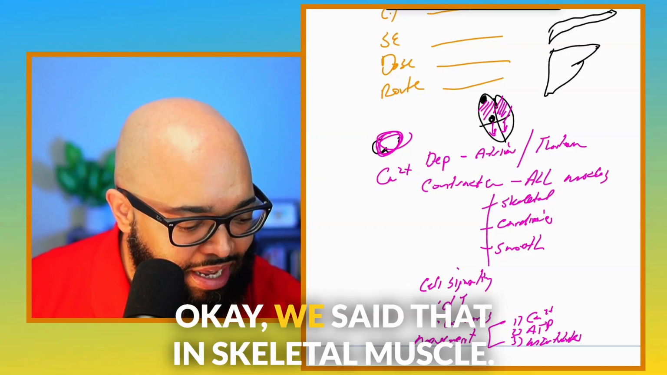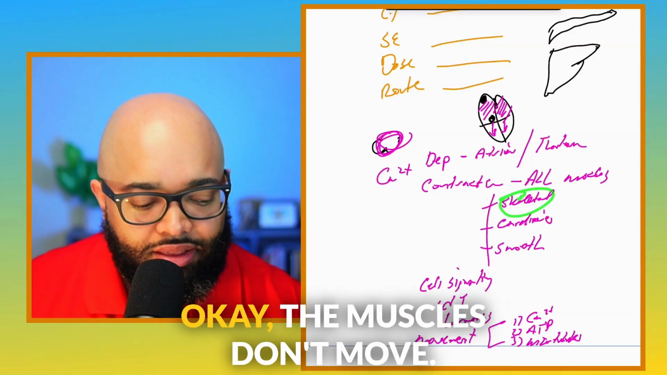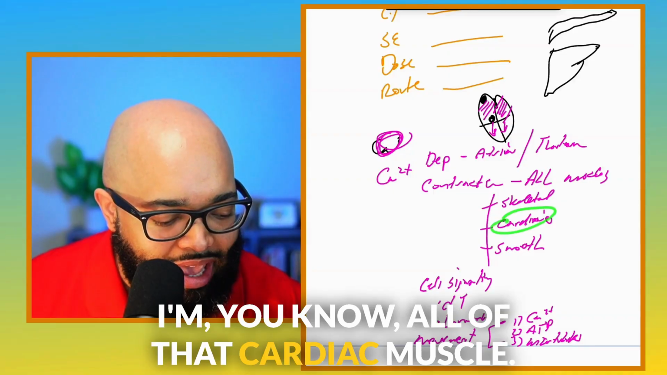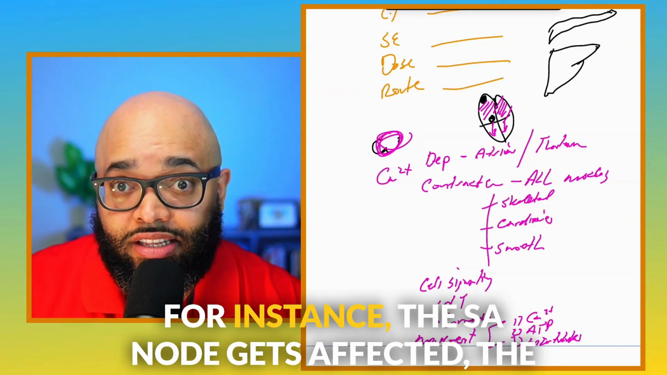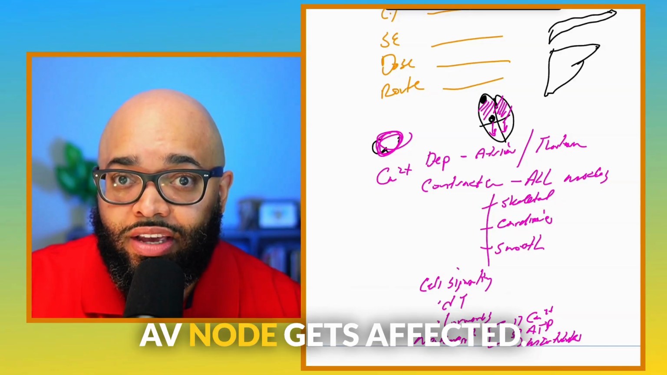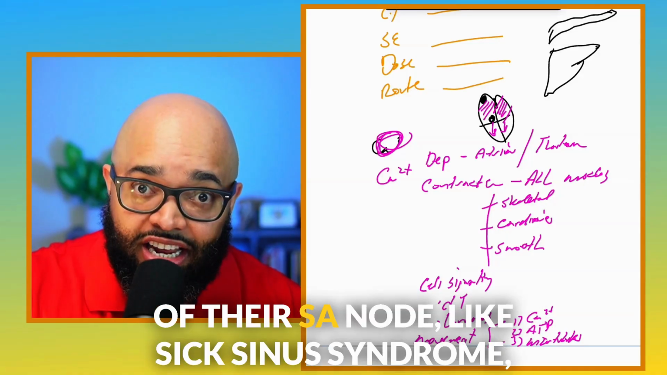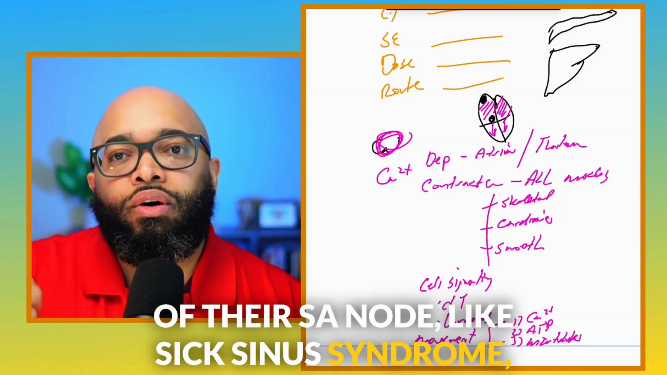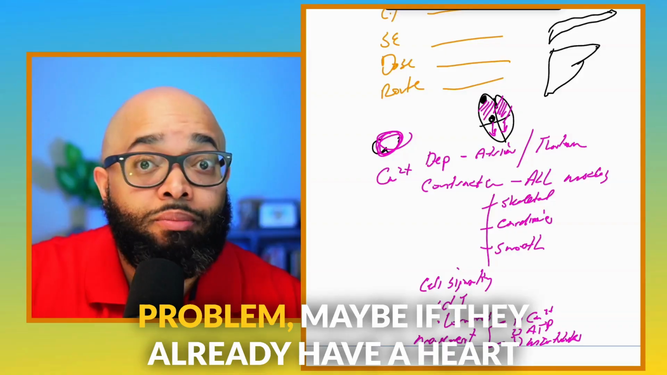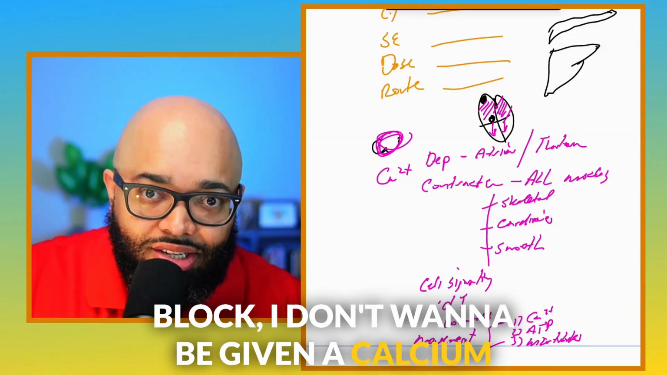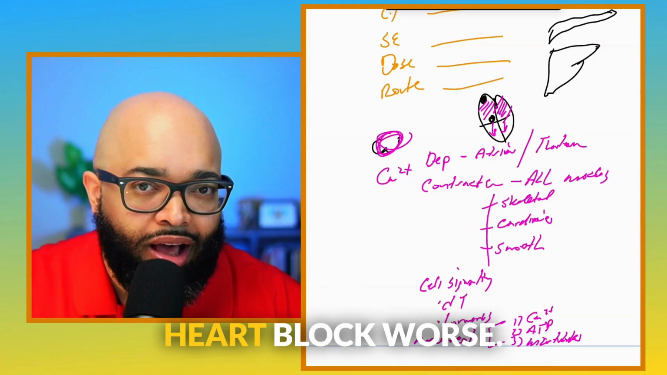We said that in skeletal muscle, the muscles don't move. Now I'm going to be tired. I can't move. All of that. Cardiac muscle: the SA node gets affected, the AV node gets affected. This is why if they have diseases or disorders of their SA node, like sick sinus syndrome, or some kind of AV nodal problem, maybe if they already have a heart block, I don't want them given a calcium channel blocker because I can make that heart block worse.